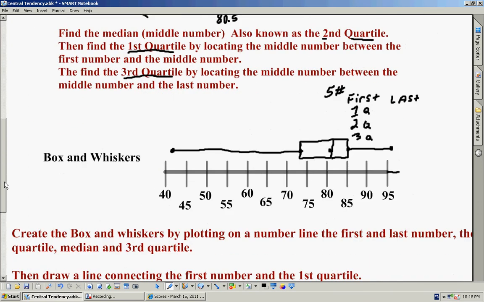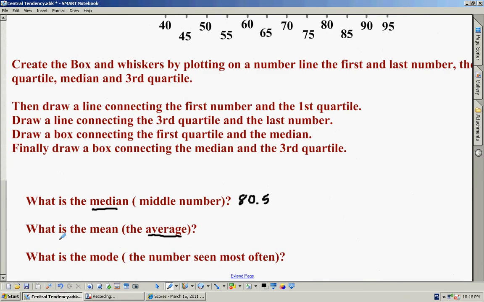Now that's how you'd find the average. And then how would you find the mode? Well, the mode is the number seen most often. Mean, median, and mode. The number seen most often. Now what's the quickest way to figure out the mode?